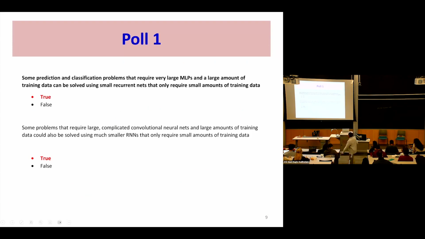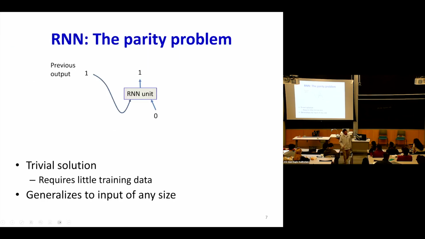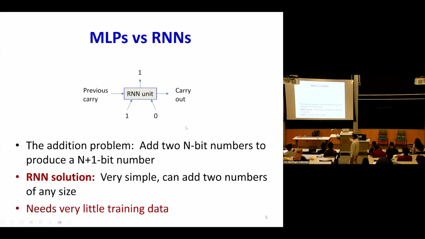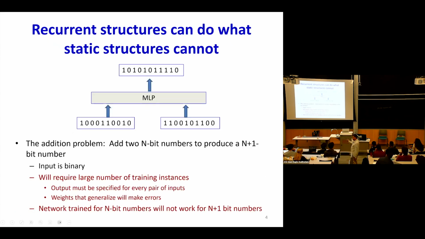So there are some prediction and classification problems that require very large MLPs, and a large amount of training data can be solved using small recurrent nets that require only a small amount of training data, right? So let's go back and look at the addition problem. If I'm trying to construct a network, an MLP for addition, it can be done. But how much data would I need to provide to train this network so that it never makes a mistake? Even if the network is polynomially sized, I'd have to give it an exponential amount of training data to make sure that it got every single answer right.